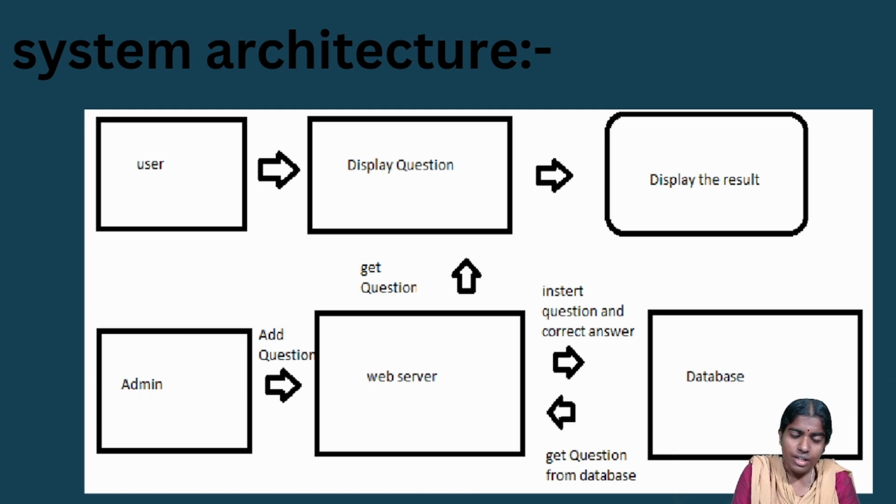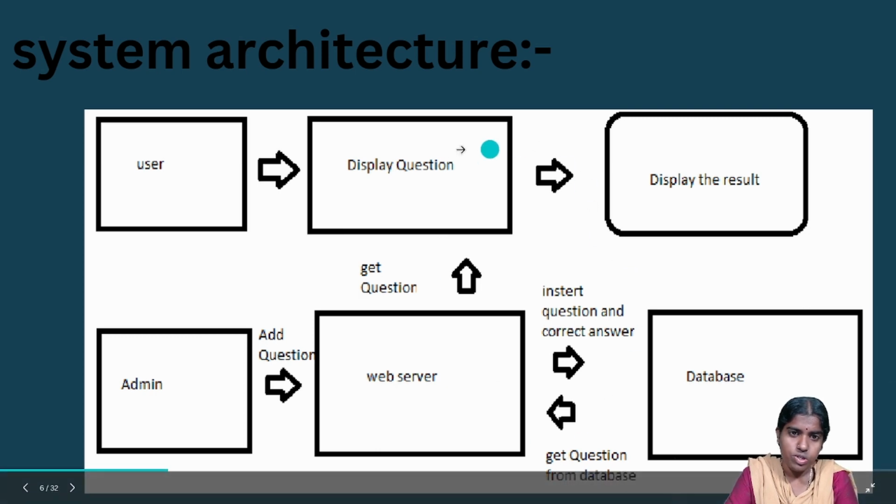When you look at the system architecture, this is how my system architecture diagram looks. All these are the different blocks present in the system architecture. There will be a user block, and he is going to display the questions. So what are the different types of questions? And then display the result.